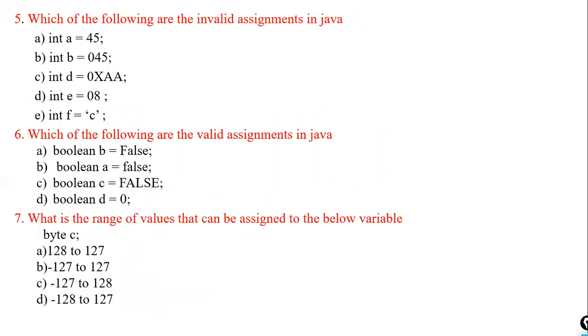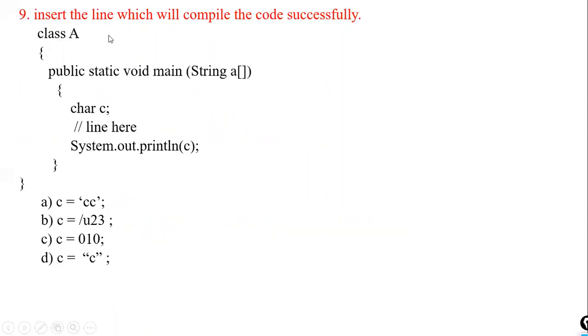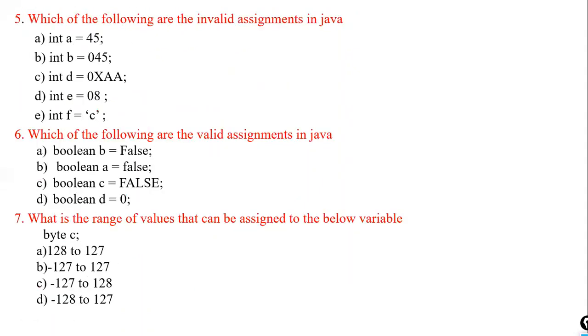Which of the following is the invalid assignment in Java with respect to integer data type? All the integer data types can be assigned decimal values. They can be assigned octal values. They can be assigned hexadecimal values, or they can also be assigned a character. So statement A, this is a decimal value. Any number that starts with 0 is represented as an octal value. So this is valid. Any number that starts with 0x is considered a hexadecimal value. So this is valid. Integer values can be assigned characters. So this is also valid.